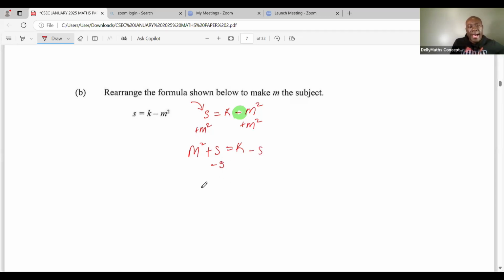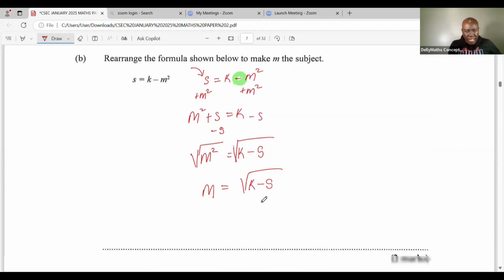Let's rewrite what we have. M squared is equal to K minus S. In an effort to find M, I'm going to have to take the square root of the M squared. So the square root and the square will cancel, and I'm going to do the same thing to the other side. So M is actually equal to the square root of K minus S.